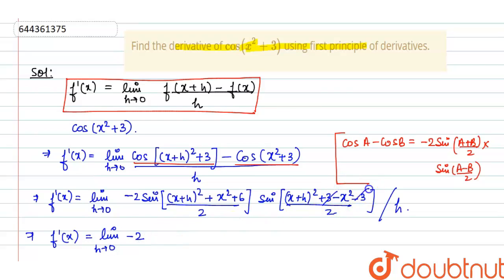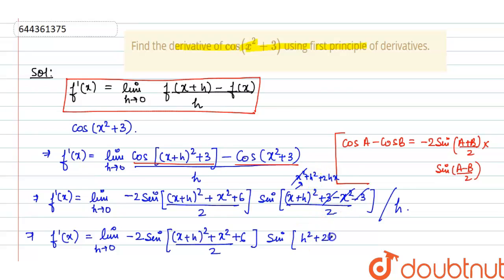Now next term can be written as f'(x) equals limit h tends to 0 minus 2. Here 3 and 3 will be cancelled out, and when I open the bracket by using the identity (a plus b) whole square, x square will also be cancelled out. So minus 2 sin in the bracket, (x plus h) whole square plus x square plus 6 upon 2, into sin, opening the bracket means x square plus h square plus 2hx. When I open it, x square plus h square plus 2hx, and this x square and this x square will also be cancelled out. So remaining part is (h square plus 2hx) upon 2 and whole upon h.